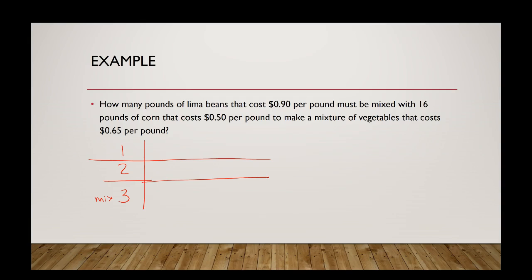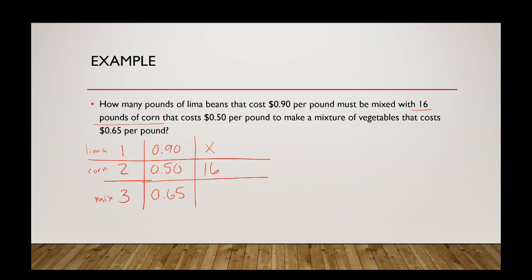So our first thing is lima beans, and that's 90 cents. The second thing is corn, and that's 50 cents. And then our mixture is 65 cents. So we know the price for each. Now the pounds. It doesn't tell me how many pounds of lima beans, so I'm going to give it an x. It does say 16 pounds of corn, so that's there. But then it doesn't tell me how much for the mixture. So this was lima, this was corn.